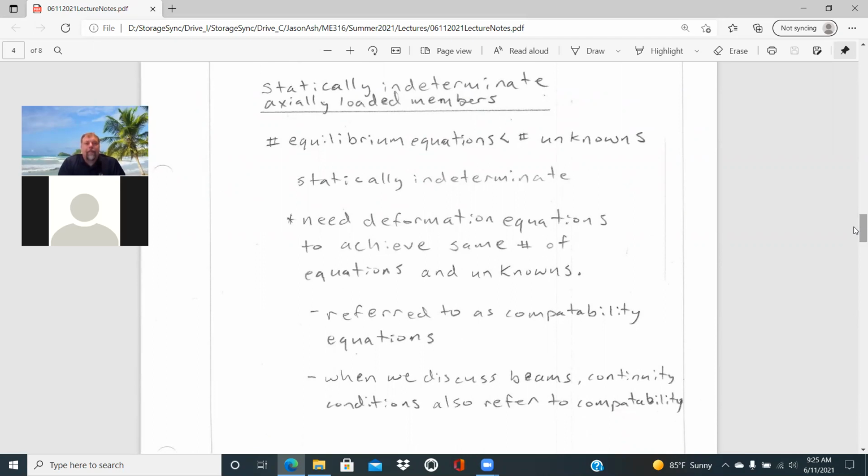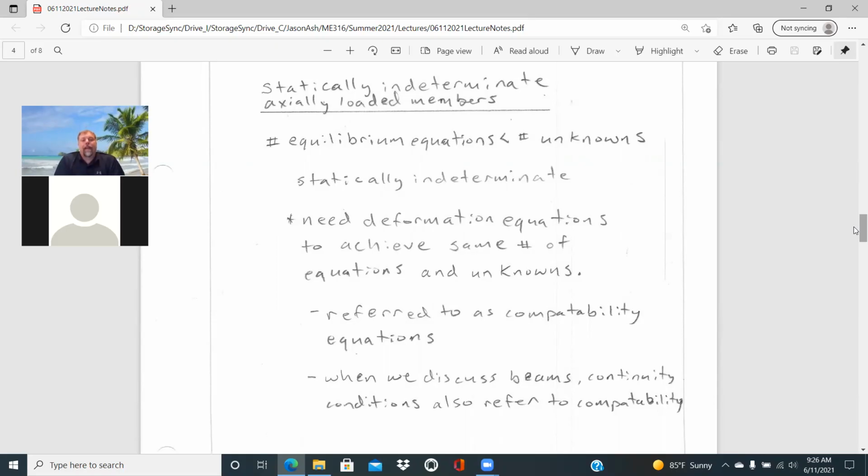looking at statically indeterminate axial loaded members, the problem that we run into is when you draw your free body diagram, you can only do your summation of forces and summation of moments. And that'll give you a given number of equilibrium equations, but that's less than the number of unknowns that appear in your equations of equilibrium. And so we know from algebra that just does not work. You can't have more unknowns than the number of equations. And so that's then statically indeterminate.